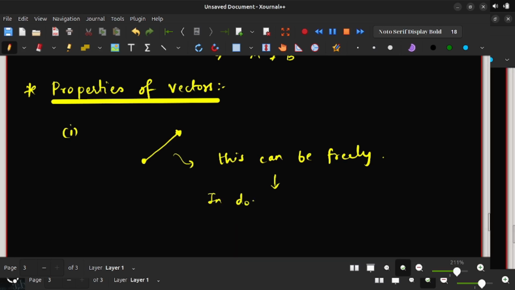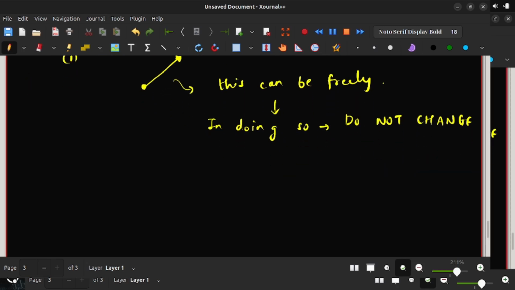In doing so, do not change its direction or its magnitude. Okay?